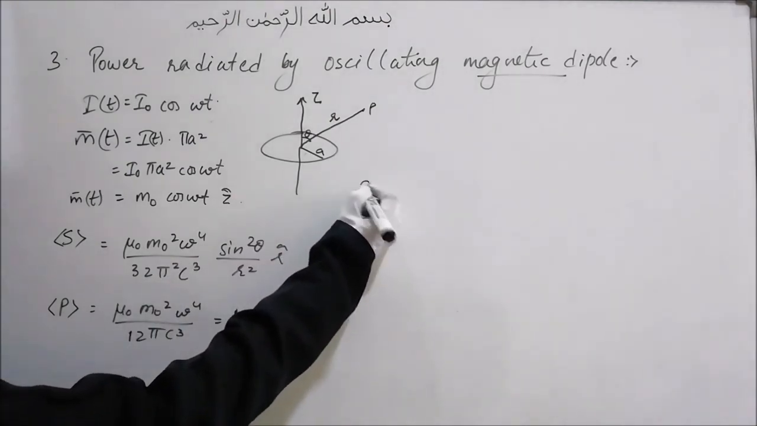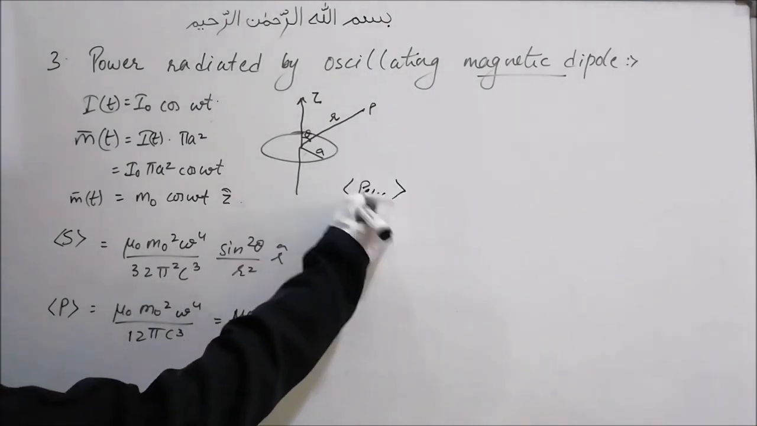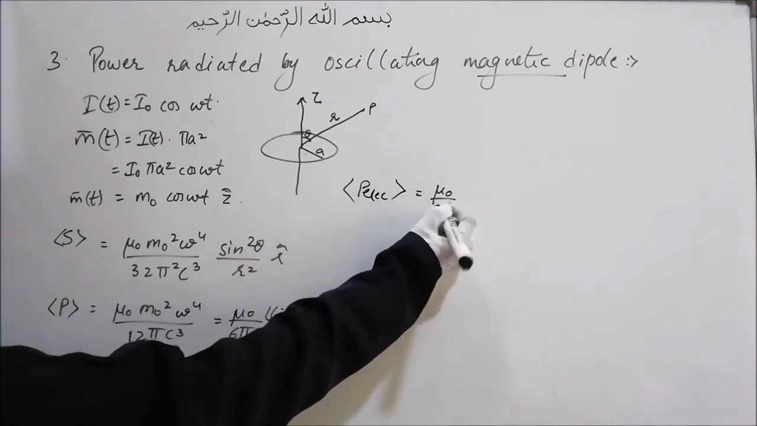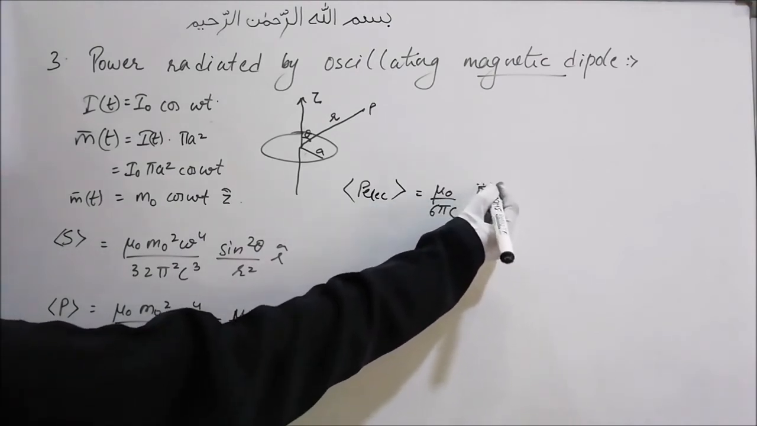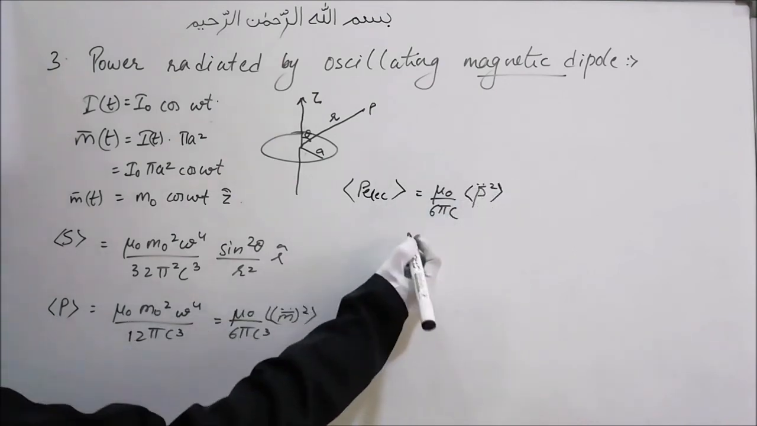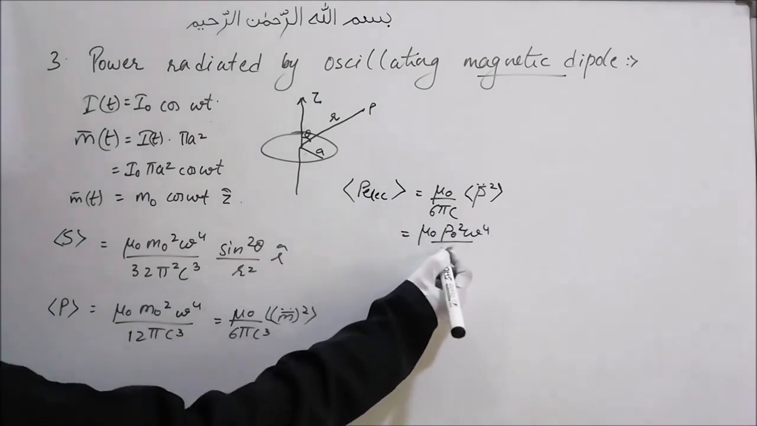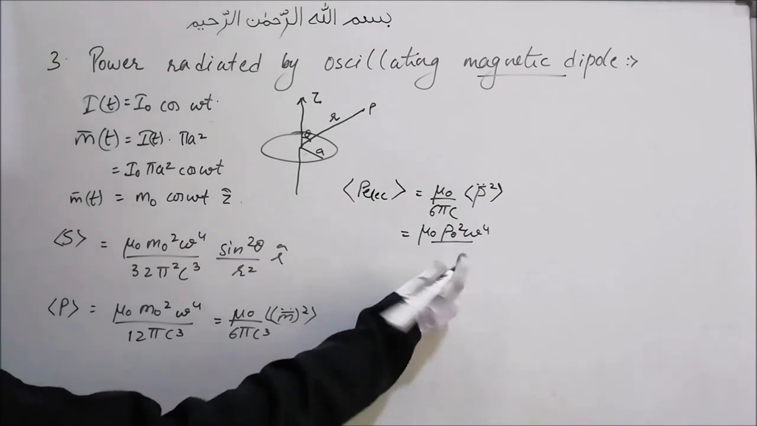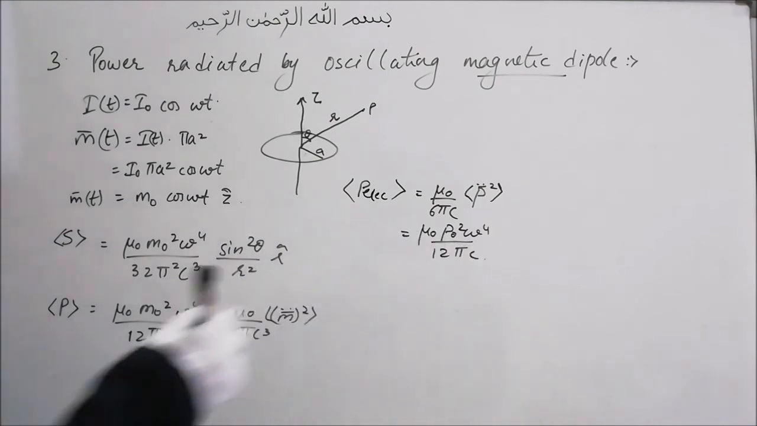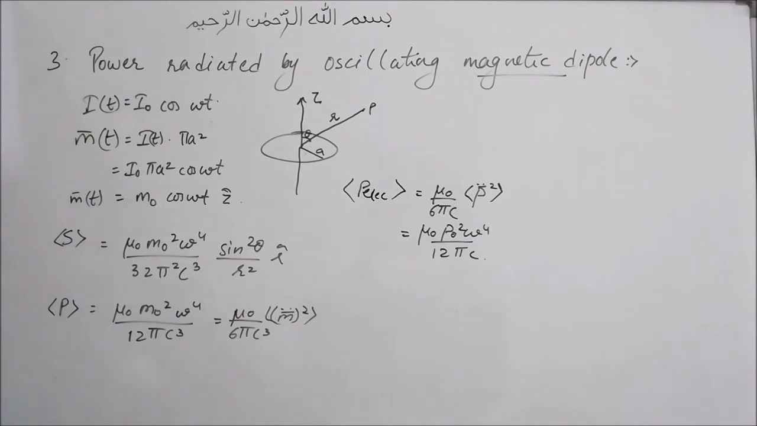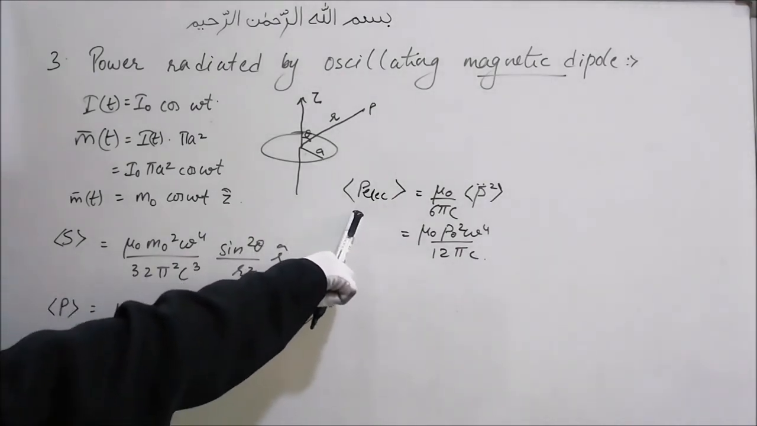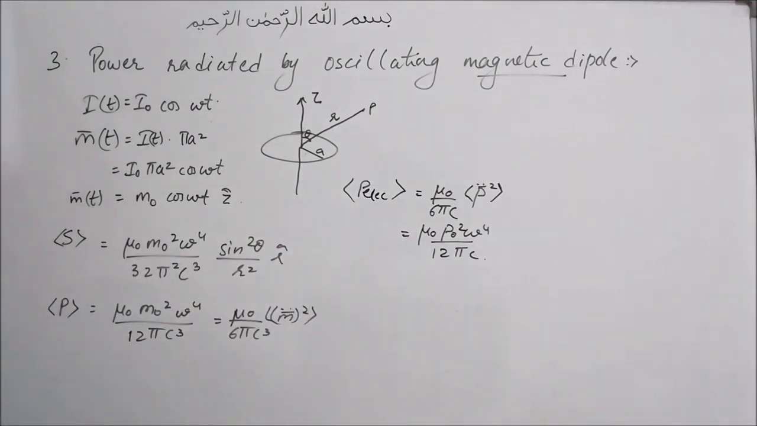And in the electric case we had the power P electric equal to mu naught upon 6 pi c times the average of p double dot squared, right? And that formula came out to be mu naught p naught squared omega raised to 4 divided by 12 pi c. So one point to note here is that for configurations of comparable dimensions, the power radiated electrically is greater than that radiated magnetically. That is, P electric is much greater than P magnetic.